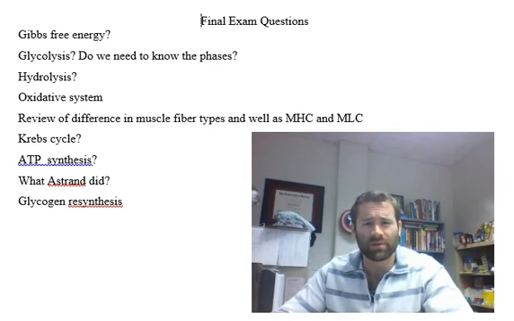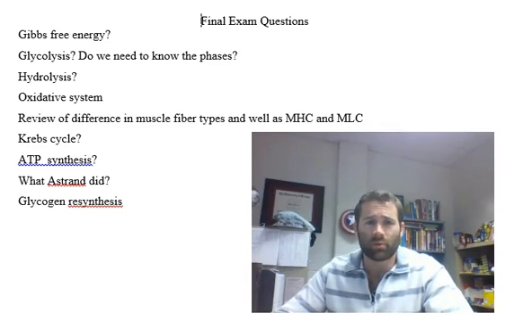Glycolysis. Do you need to know the phases? Not so much, but understanding the important steps, like step 1 and step 3, whenever it comes to being rate limiting and obviously needing energy, and so on and so forth. Hydrolysis, that's going to be simply talking about, are we adding water?